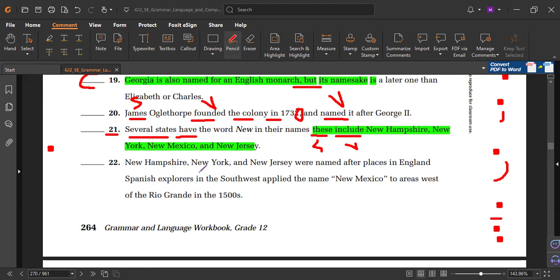For number 22, let's find any problem. New Hampshire, New York, and New Jersey here form a compound subject, so we have commas because it's a list. That's true. And named it is a verb phrase, so it's a predicate. So we have a subject, we have a verb, and then phrases after: places in England. So that is a complete sentence. The writer wants to start a new sentence again. Spanish explorers applied. So subject and verb and then complements. Between them here, we need, for example, a semicolon.